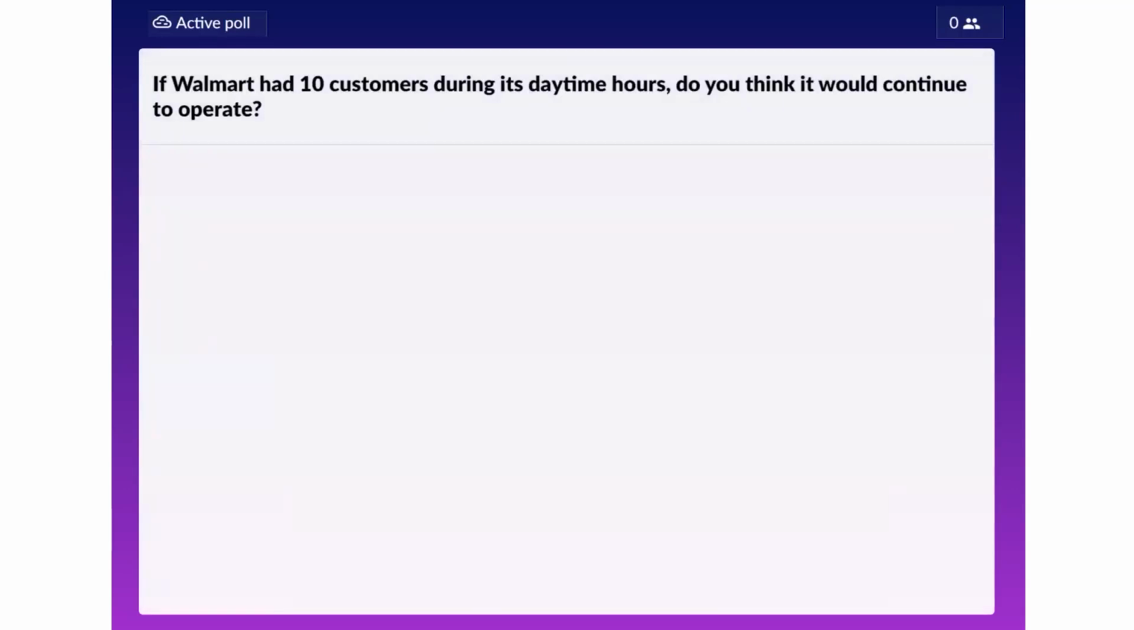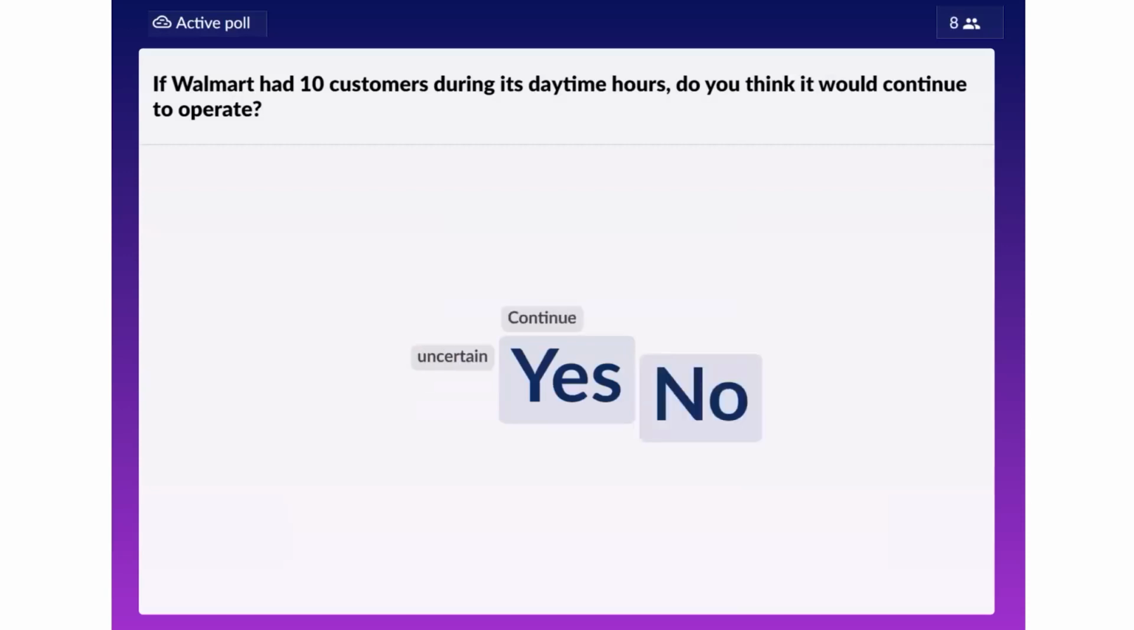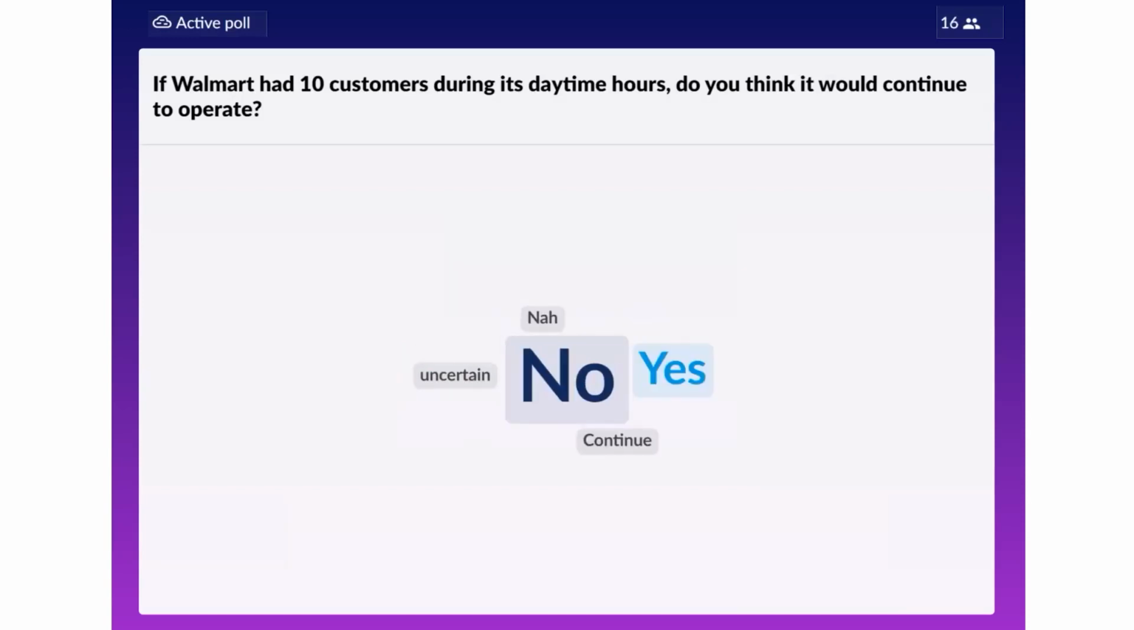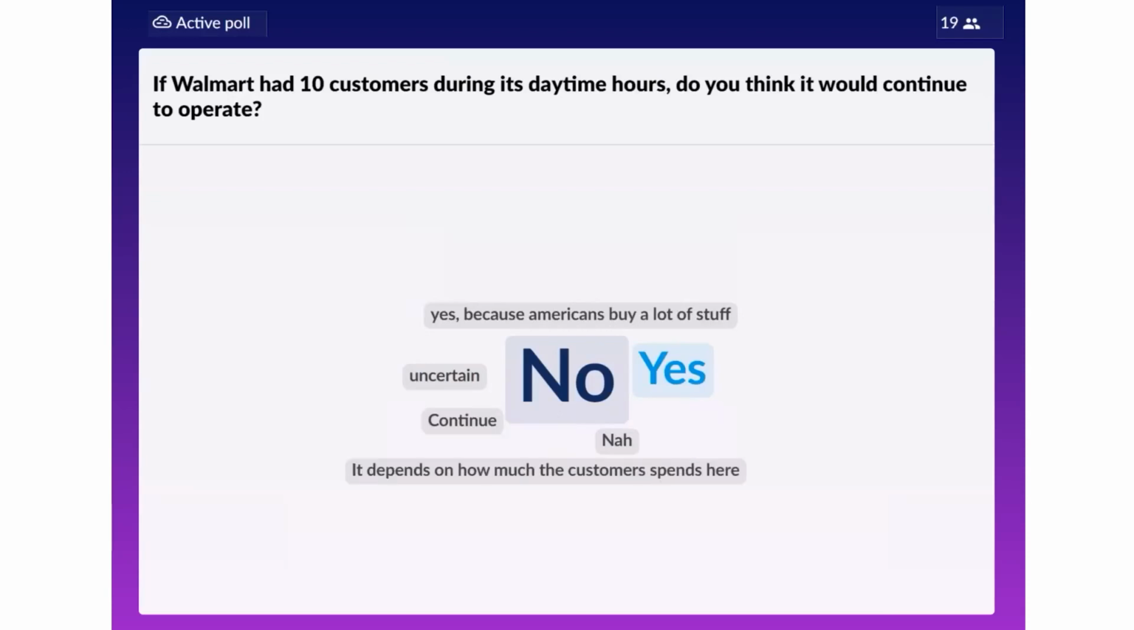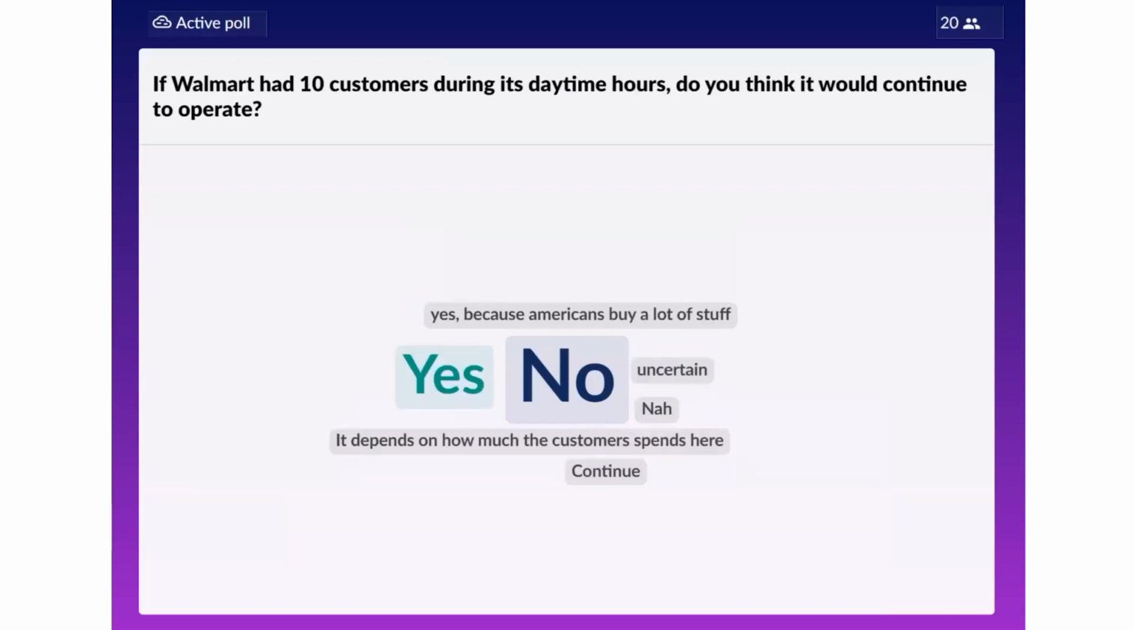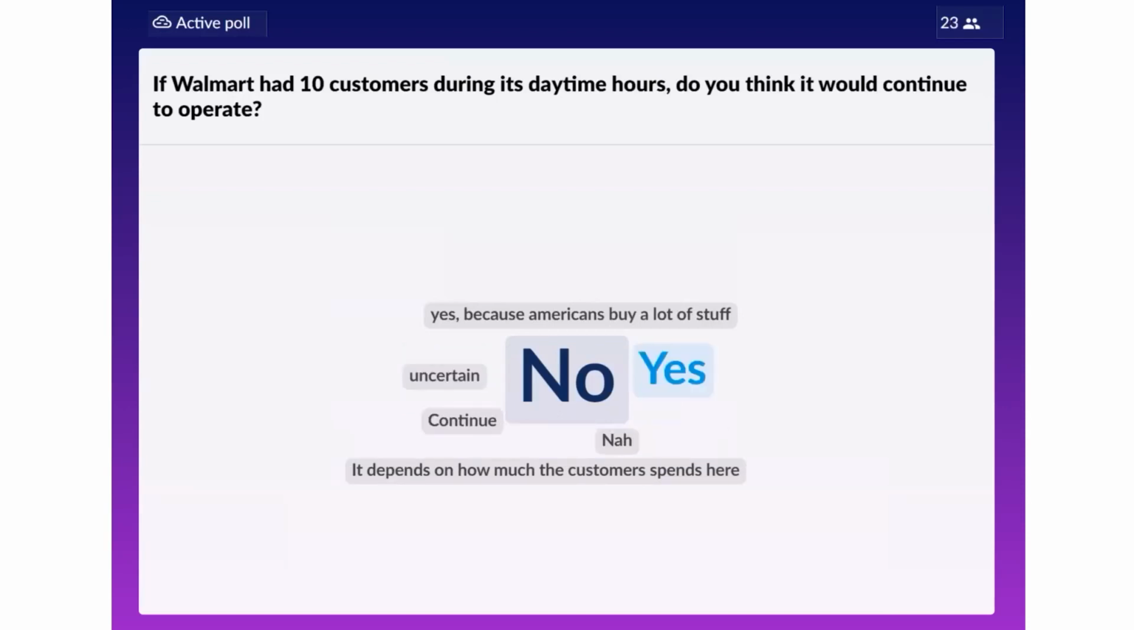And okay, the last question is, if Walmart had 10 customers even during its daytime hours, do you think it would continue to operate? The majority of you say no or nah, but there are some objections. Well, it depends on how much customers spend here. Well, yeah, but the question here is that if there's only 10 customers, would it be enough to sustain a Walmart superstore? And I think the key thing here is, if you don't buy from this superstore, what would you do? Well, you might just buy from Walmart.com, right? So this is a real problem.